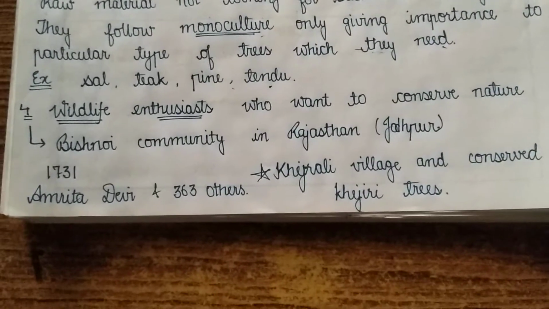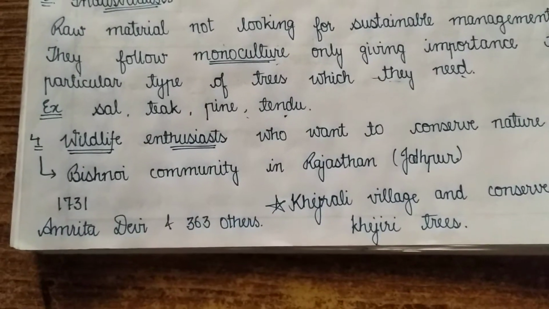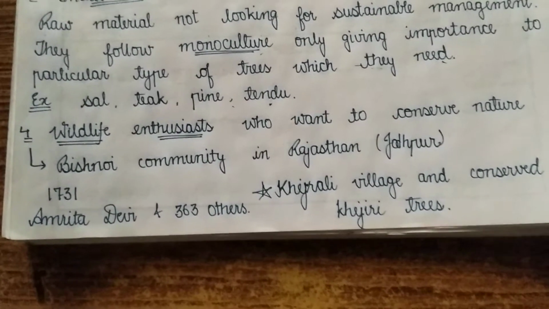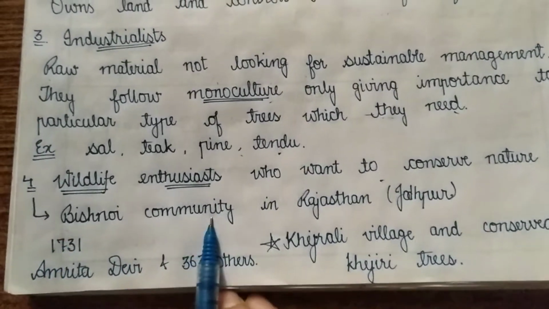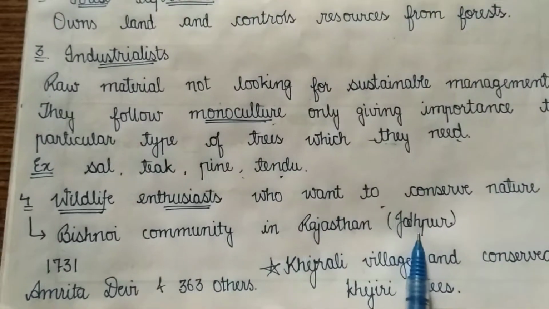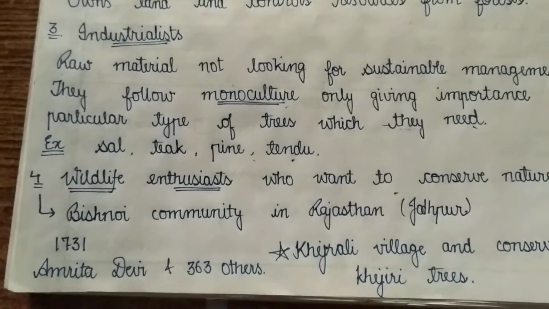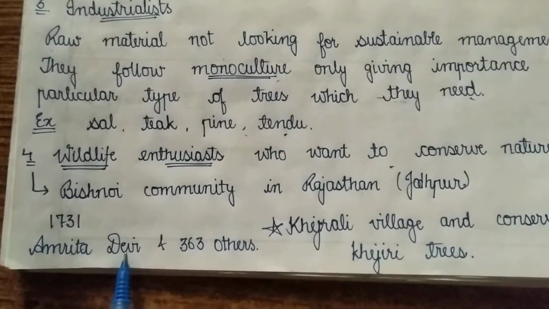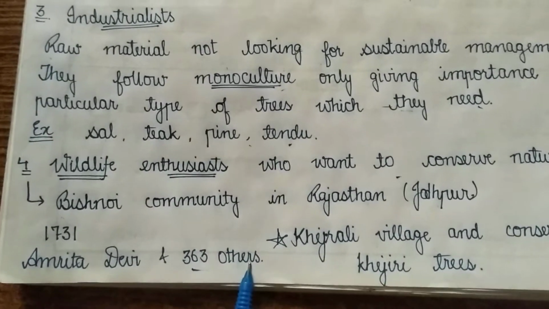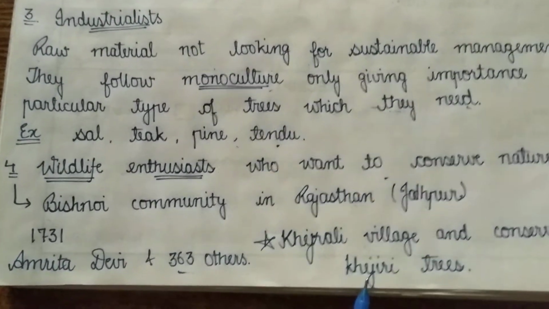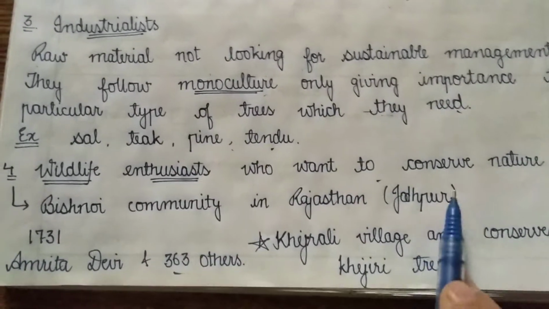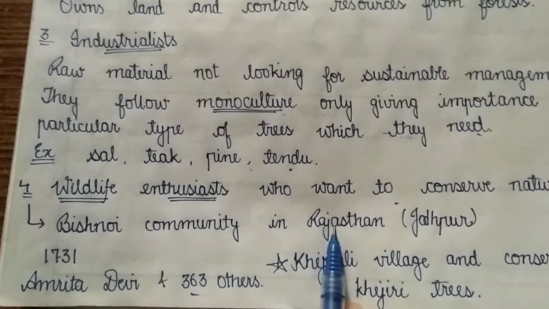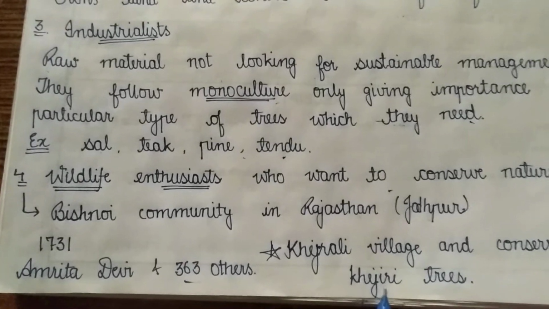Now last is wildlife enthusiasts. Wildlife enthusiasts are the persons who want to conserve nature, and its best example is Bishnoi community in Rajasthan, district Jodhpur. In 1731, Amrita Devi with 363 other members saved the khejri trees, and the village is known as Khejrali village in the district Jodhpur in state Rajasthan, and they have conserved khejri trees.